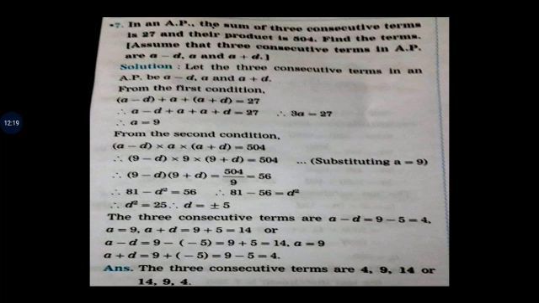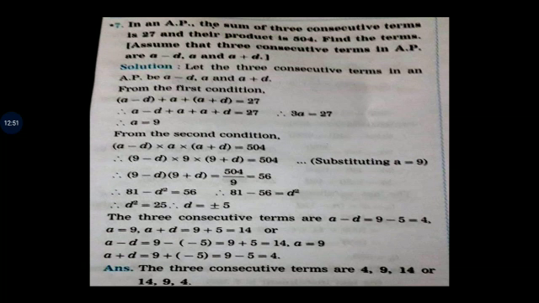So if such type of consecutive terms are coming, you have to make use of the values A minus D, A plus D. If 4 consecutive terms have been asked, you have to use the values A minus D, A plus D, A plus 2D. But here 3 consecutive terms have been asked. So you have to assume the 3 consecutive terms as A minus D, A and A plus D. So what is your first condition given in the question?